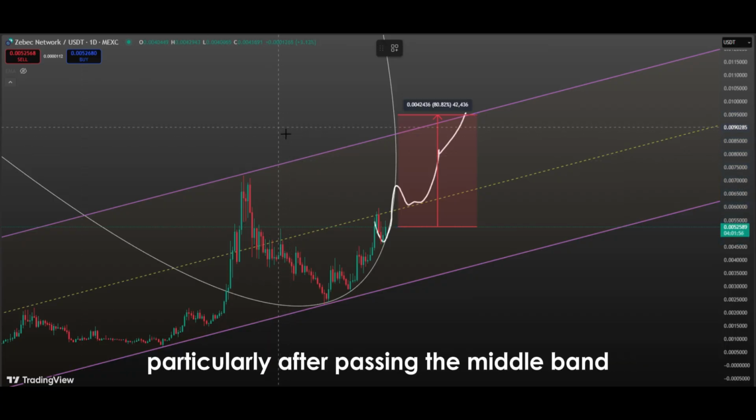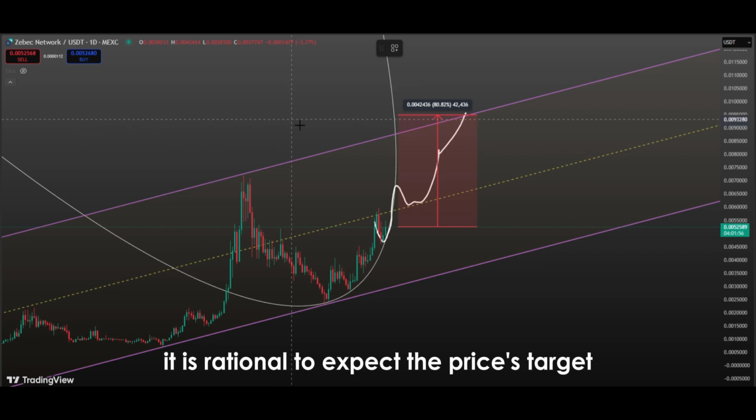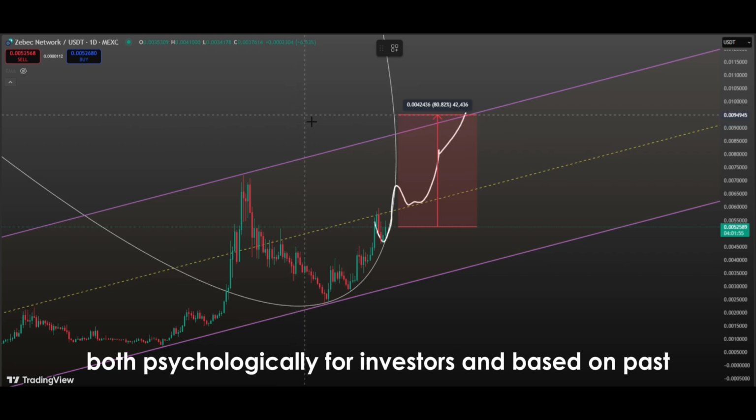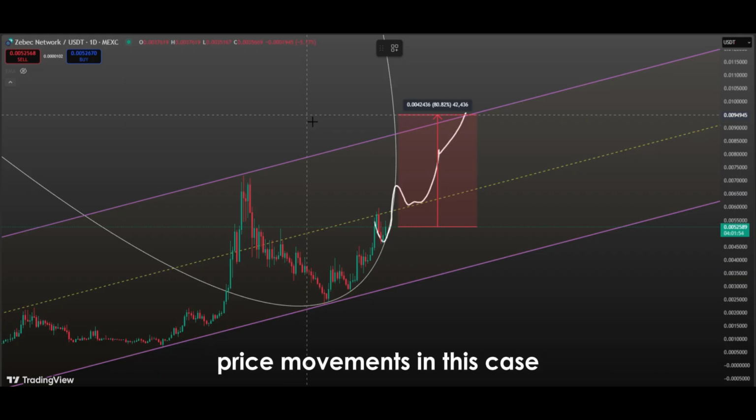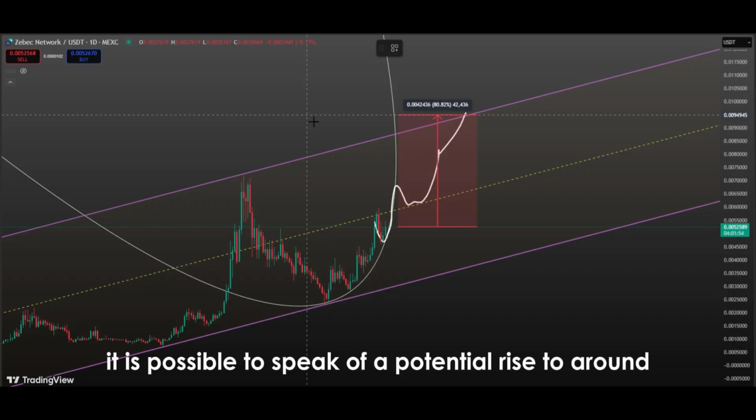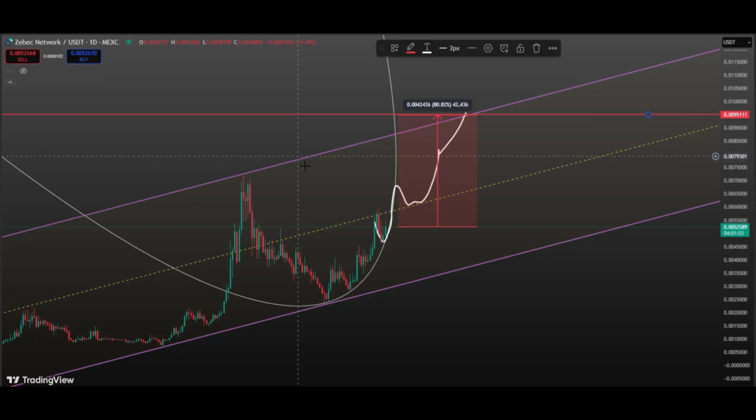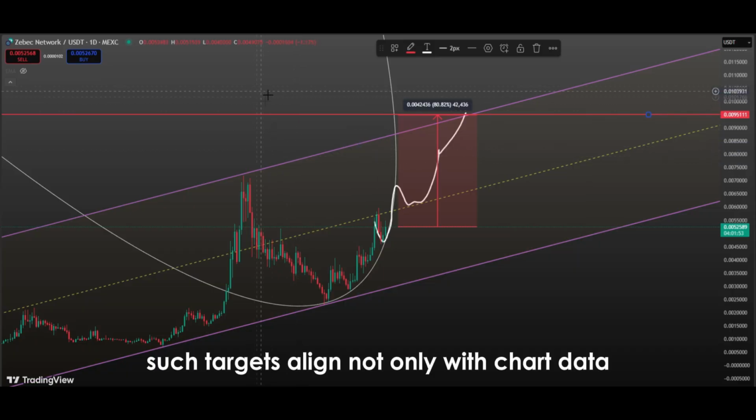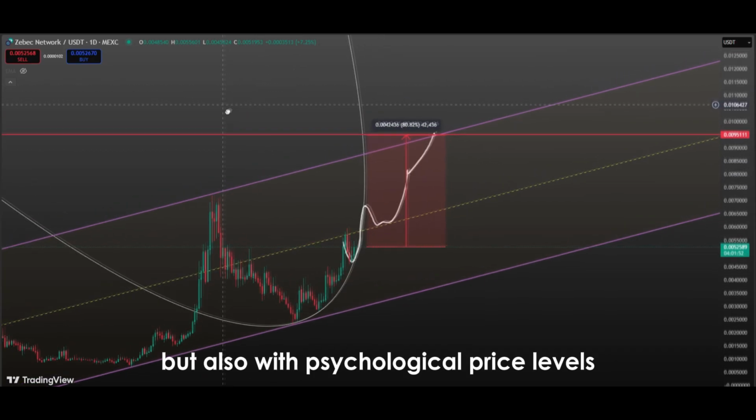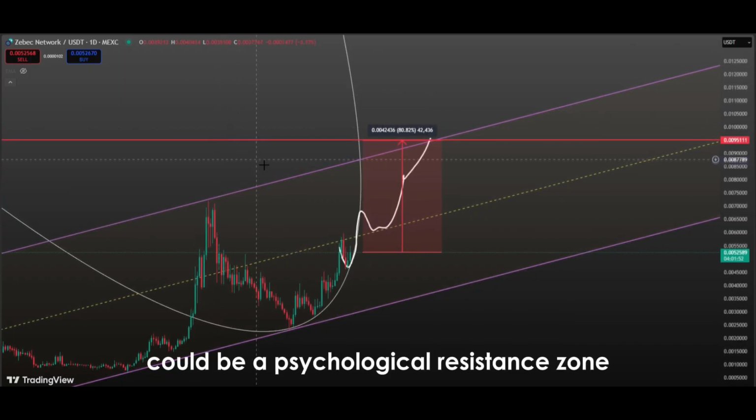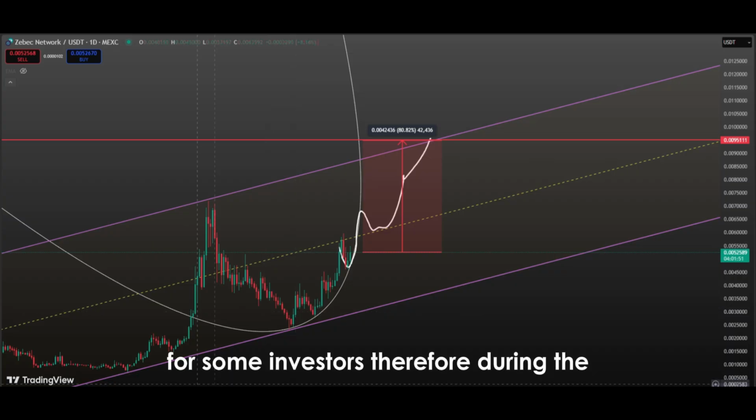Particularly after passing the middle band, it is rational to expect the price's target to be the upper band of the channel, both psychologically for investors and based on past price movements. In this case, it is possible to speak of a potential rise to around the 0.0095 level. Such targets align not only with chart data, but also with psychological price levels. For example, the 0.0095 level could be a psychological resistance zone for some investors.